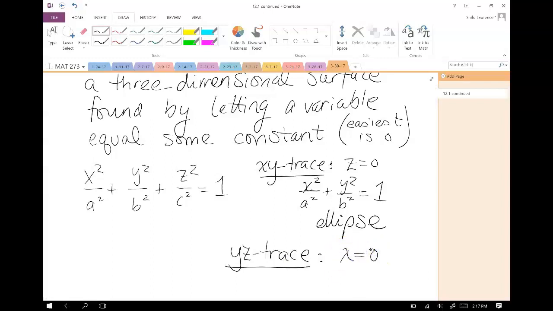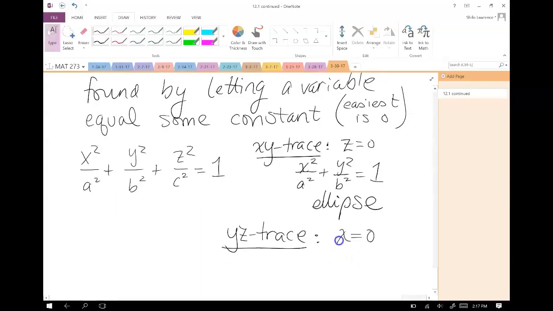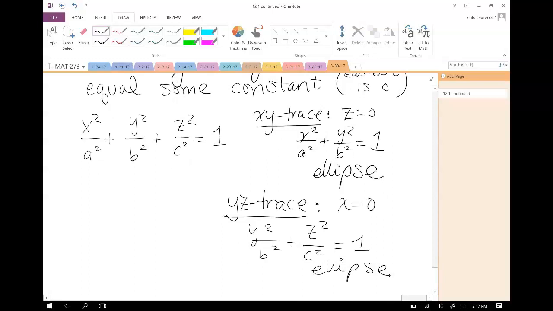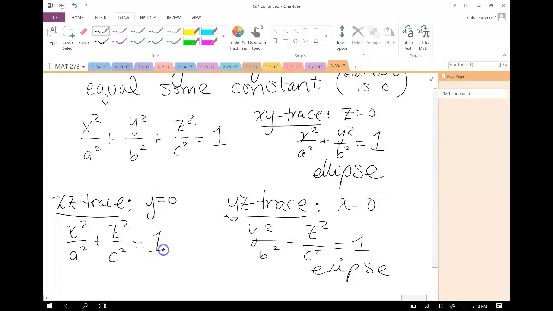If we look at the YZ trace, and we do that by letting x equal 0, that's just going to wipe the x out of the equation. And that's going to leave us with y squared over b squared plus z squared over c squared equals 1. And it's another ellipse. And then there's one more trace we can check, xz trace. And what do we do to find our xz trace? We're going to set y equal to 0. And what sort of curve will that create? An ellipse. So no matter how we slice this thing, we're always getting ellipses.